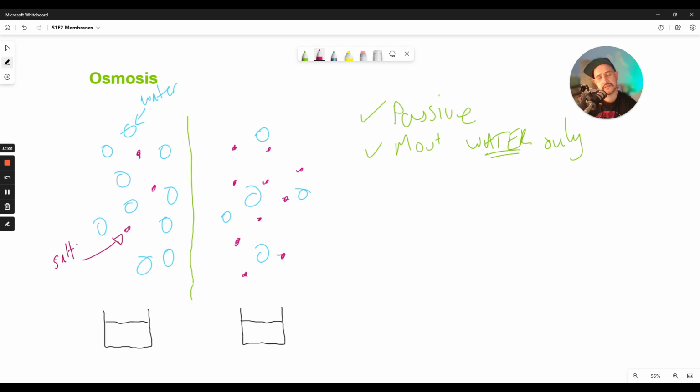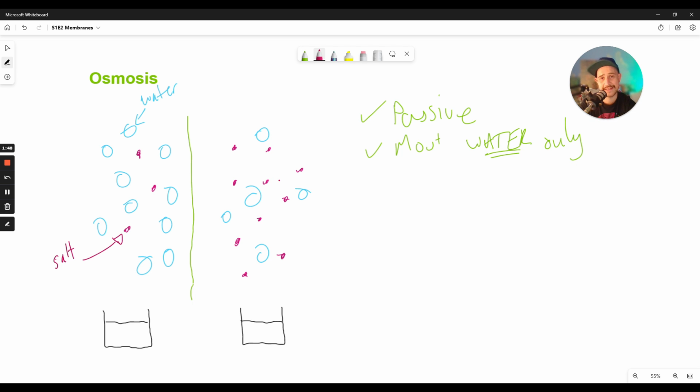So it's the same description and definition as diffusion, only this time we are concerned with water. If you look at the diagram here, we can see that we've got quite a dilute solution, meaning there's quite a high water concentration, and quite a concentrated solution here, which has a lower water concentration.